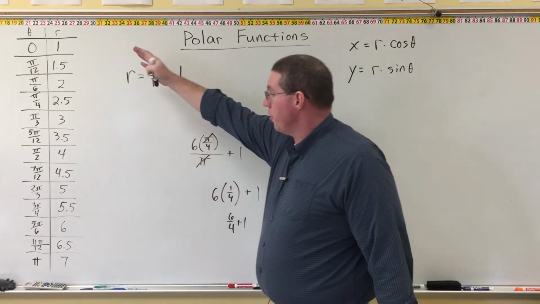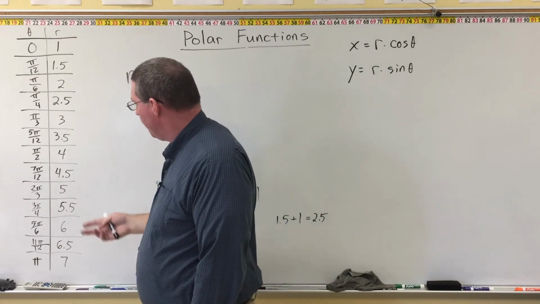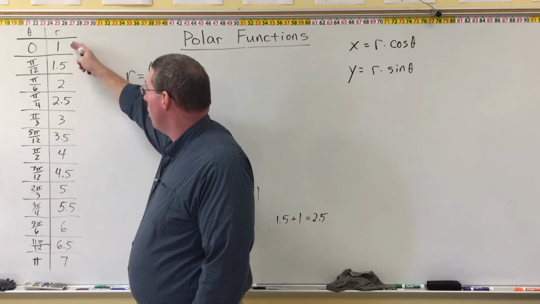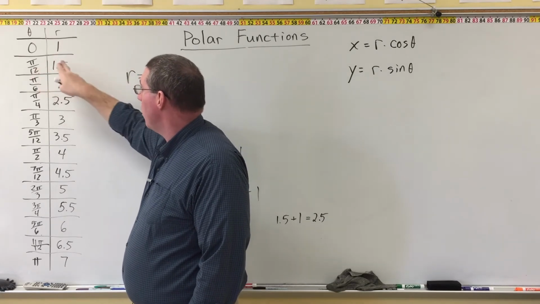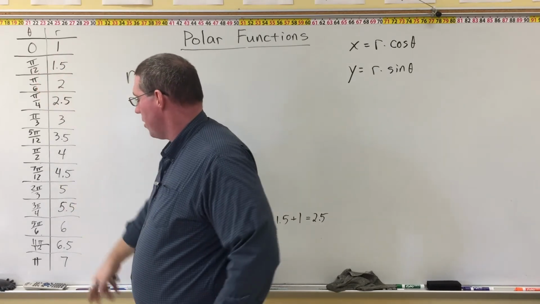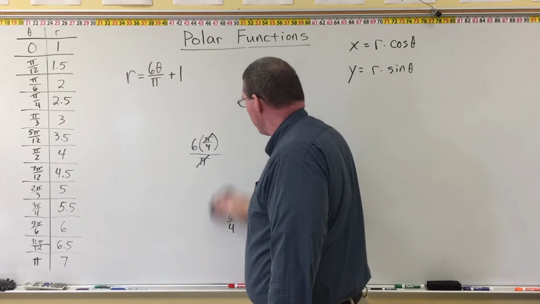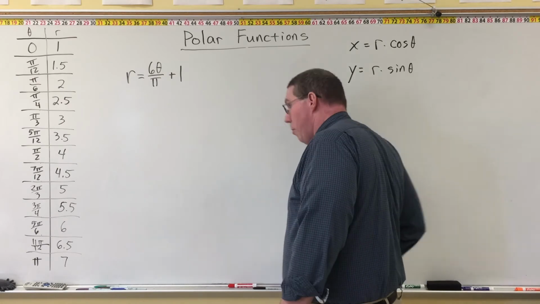All right, so hopefully this is what you got for the radii. Hopefully you eventually caught on to the pattern that it's basically just going up by 0.5. So we got 0 and 1, pi over 12, 1.5, pi over 6, 2, etc., all the way around to pi.